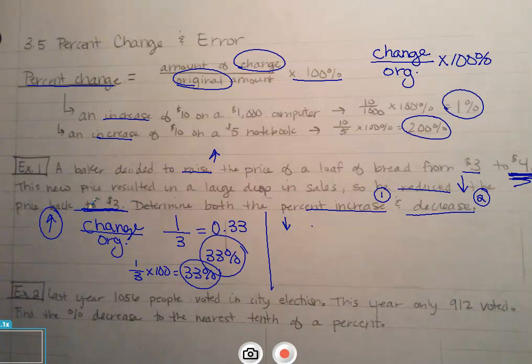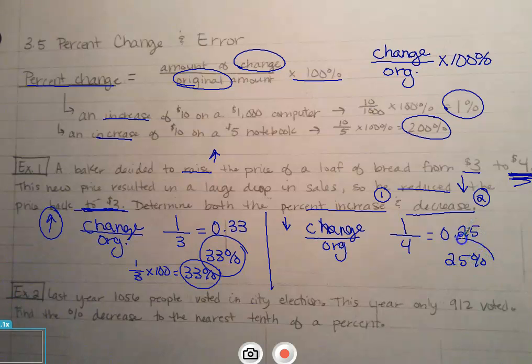Because we're still looking at the change over the original, the change is $1. This time it went down $1. The original price this time is $4. So 1/4 equals 0.25, which is 25%. That's kind of interesting, right? We had a 33% increase, but when they dropped the price back down, it was a 25% decrease. You're probably like, what? It should be the same. Well, it's not because our original cost is different. So the percentage changes. Kind of interesting.